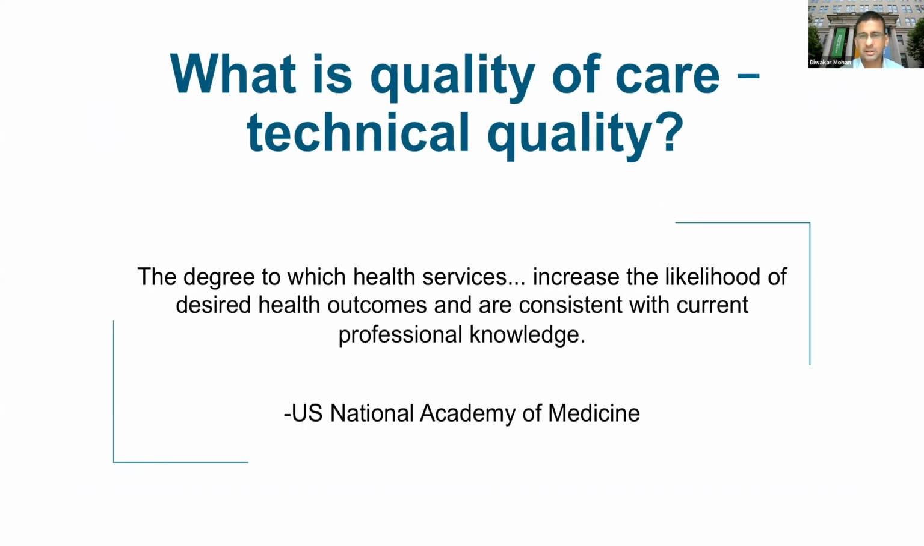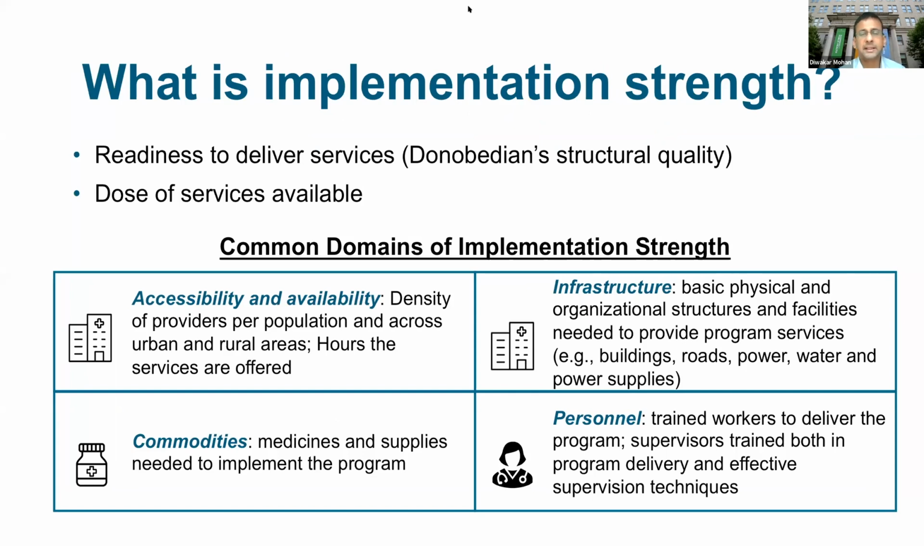So again, the quality of care, it's the degree to which health services increase the likelihood of health outcomes are consistent with current professional knowledge. And these are the common domains that we have actually looked at for implementation strength. And we continue to use the same domains throughout these programs as well, like availability and accessibility, infrastructure, commodities, and personnel.